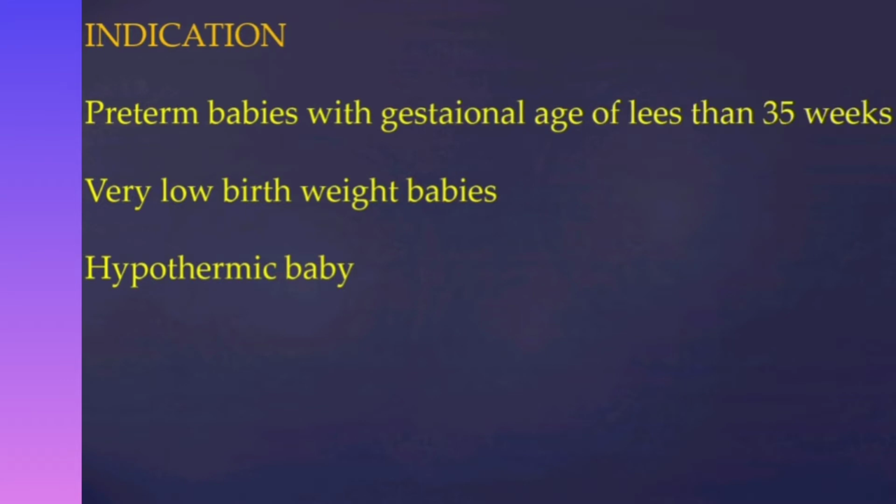Next, we can see the indications of radiant warmer. Babies who are preterm with a gestational age of less than 35 weeks, babies who are very low birth weight, and babies having hypothermia during birth itself or needing treatment, need the radiant warmer.